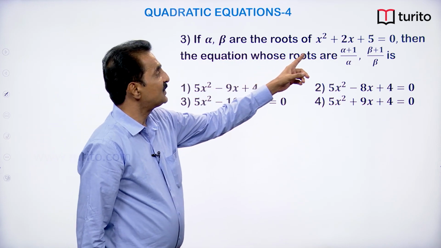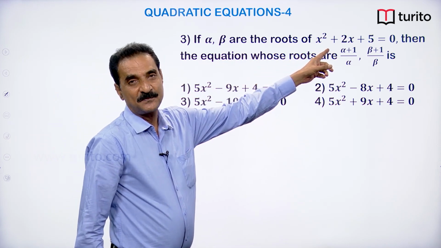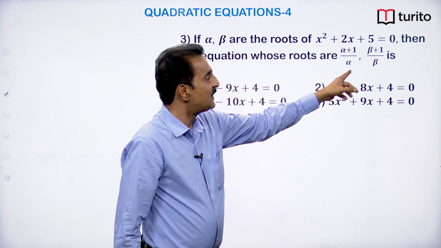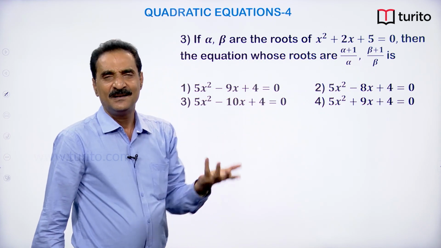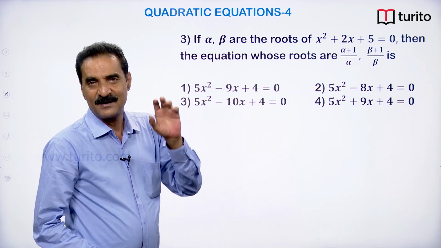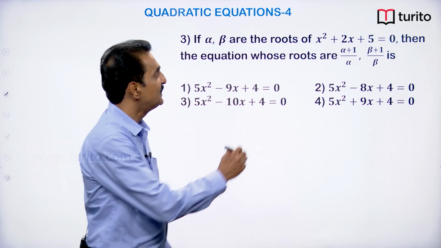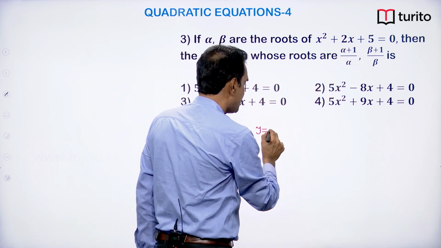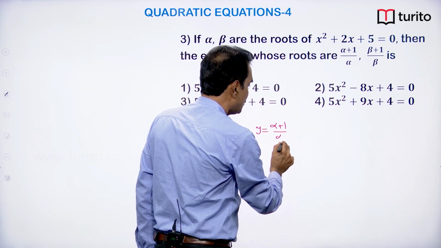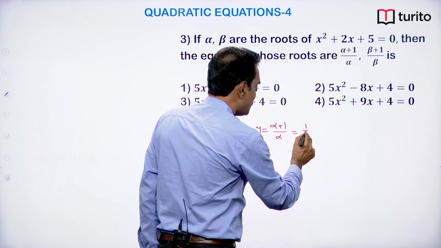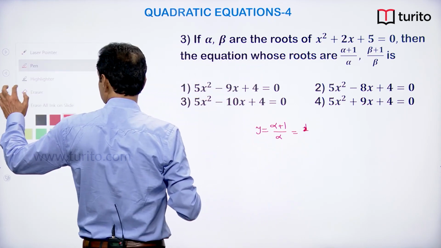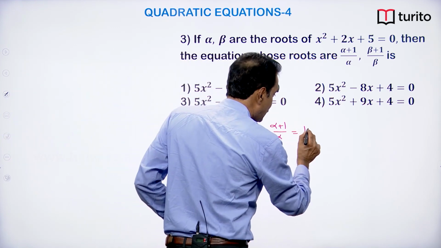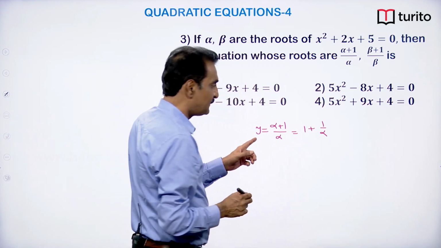Alpha and beta are the roots of x square plus 2x plus 5 is equal to 0. Then find the equation whose roots are alpha plus 1 by alpha, beta plus 1 by beta. It is the same model, just I will write direct steps and get the answer. So taking this as y, this is alpha plus 1 by alpha.